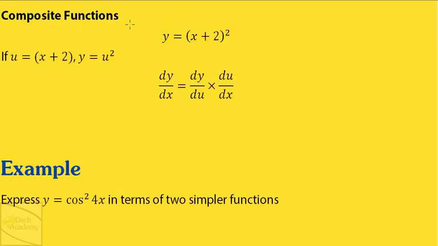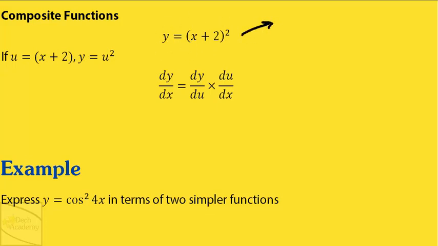So I'm going to start with composite functions. Here you can see y is equal to (x + 2) squared. y is a function of x, and the idea is to break down this function into two simpler functions. The approach I've used is to first let a variable u equal x + 2, and then y is equal to what? If you carry out a substitution, replacing x + 2 with u, you get y equal to u squared.